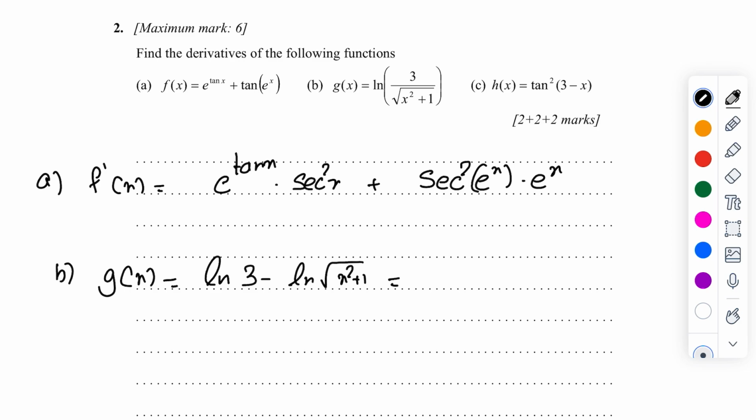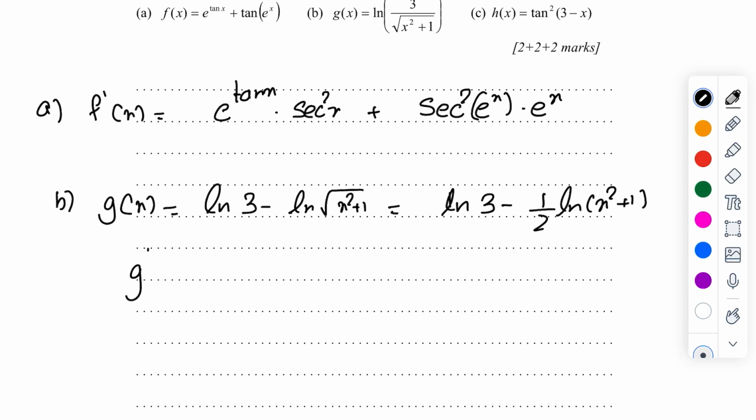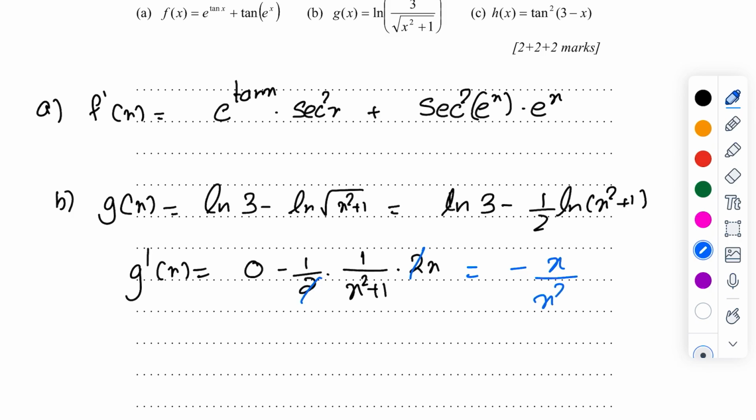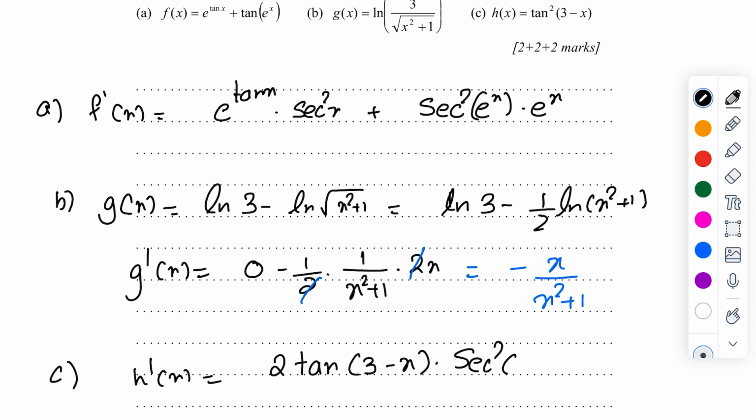Then again, that square root can come to the front as 1 upon 2 ln of x square plus 1. Now g prime x will become ln 3 derivative is 0 minus 1 upon 2 ln of x square plus 1 derivative, which is 1 upon x square plus 1, and x square derivative is 2x, 2 gets cancelled. So my answer is minus x upon x square plus 1. Finally part C, h prime x: tan square, power rule, first the power comes to the front, then tan x derivative is secant square, then again negative x derivative is negative 1.